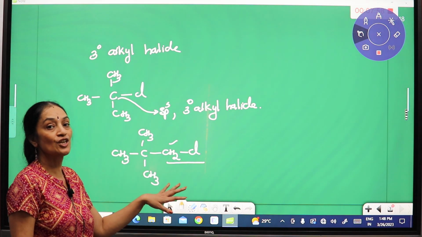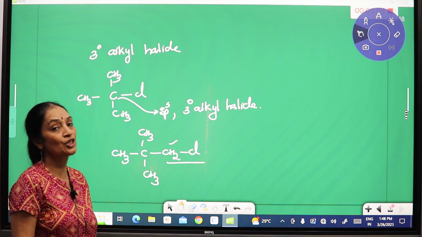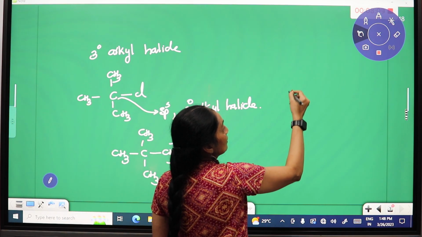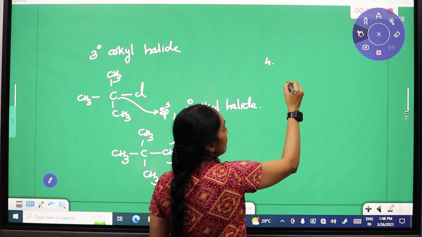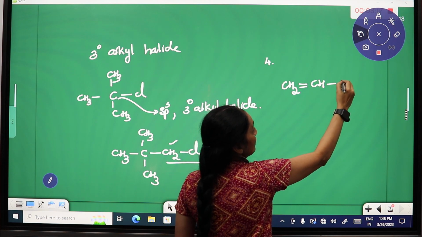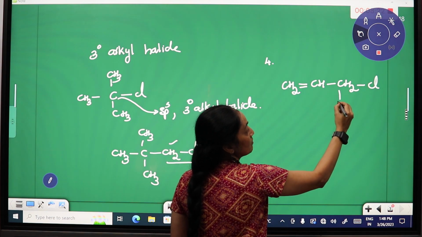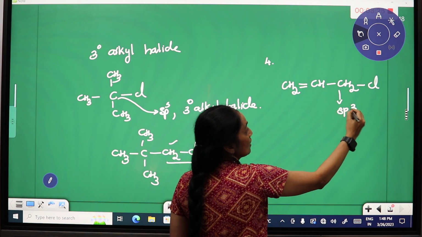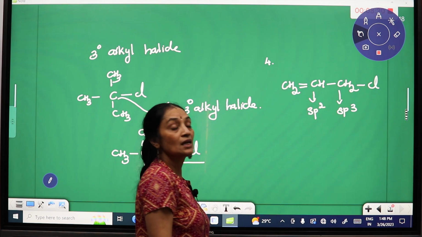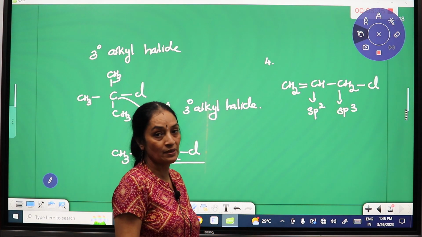So this is a classification based on sp3 hybridization: primary, secondary and tertiary alkyl halide. Now, there is one more example for this. Here I have CH2=CH-CH2Cl. You can see the carbon atom bonded to the halogen is sp3 hybridized, but the carbon next to it is sp2 hybridized.